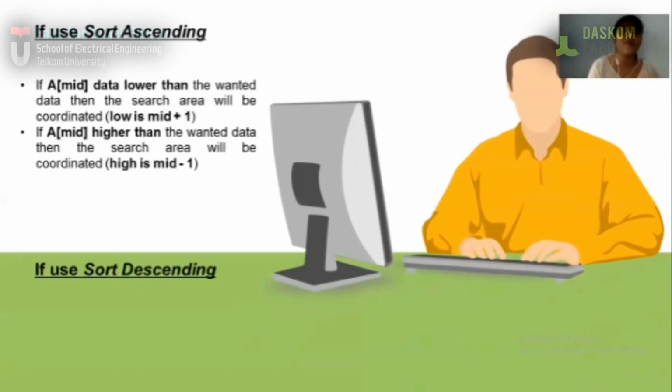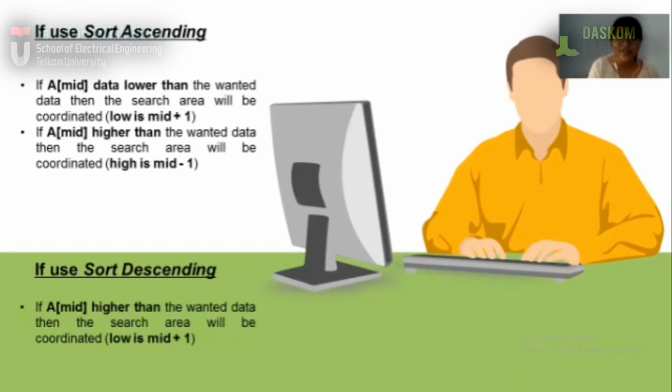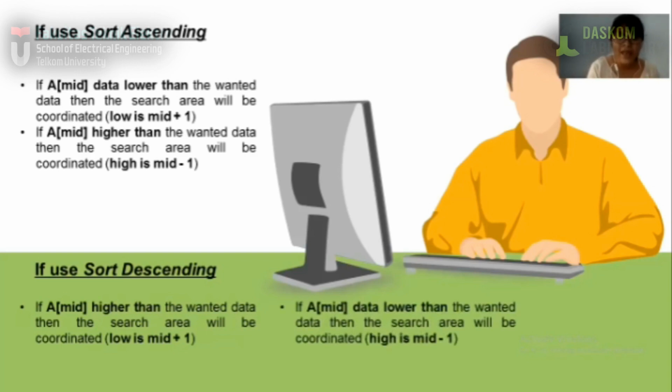Okay, if we use search descending. If A[mid] is higher than the wanted data, then the search area will be changed and low is mid plus 1. But the opposite is if A[mid] is lower than the wanted data, then the search area will be changed: high is mid minus 1.